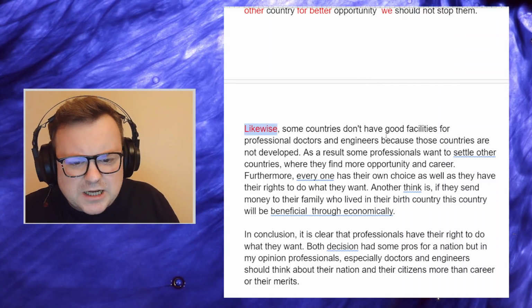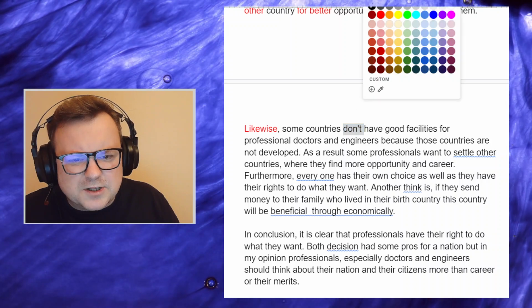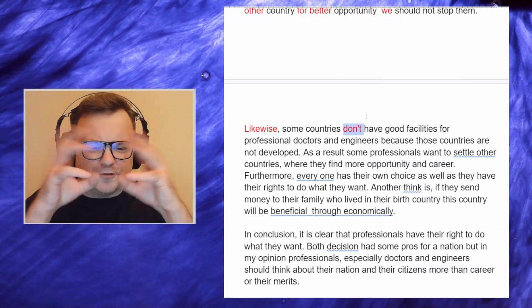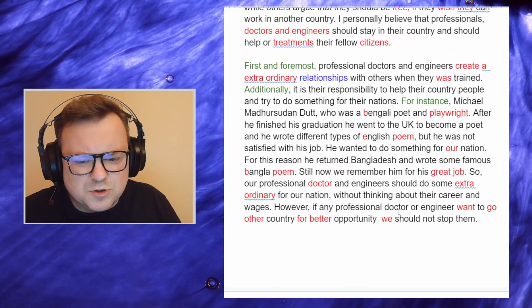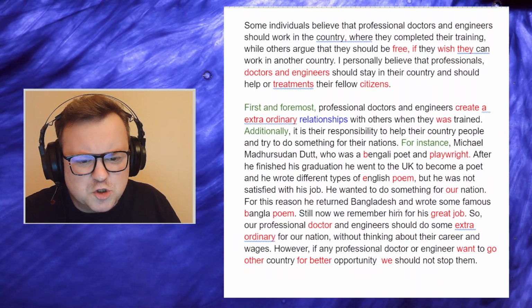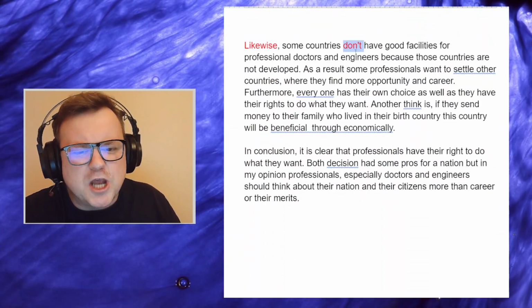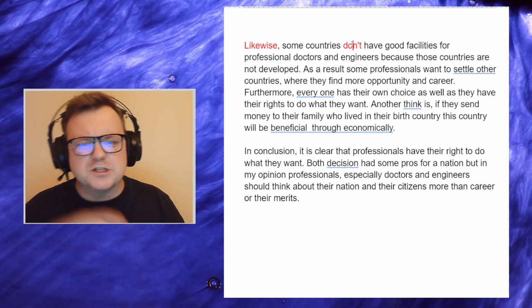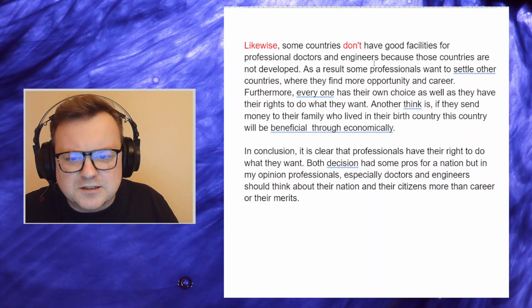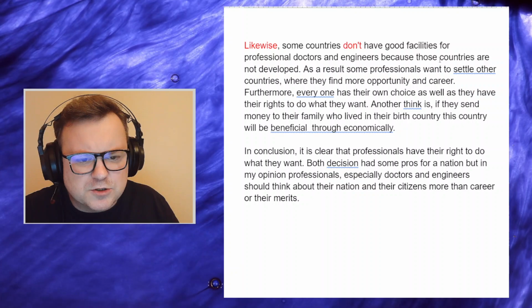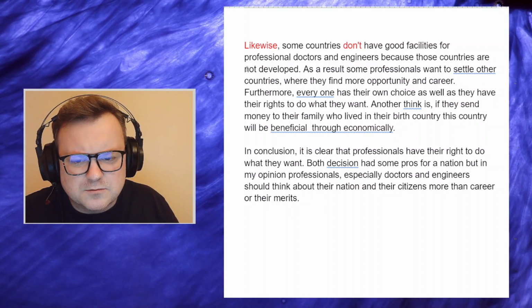"Some countries don't have," I don't think you should use contractions, the short forms in academic essays. I mean, it's okay. Nowadays, you do see it in academic journals and things like this, but in general, in academic writing, we don't use these contractions. Just some countries do not have good facilities for professional doctors and engineers because those countries are not developed.